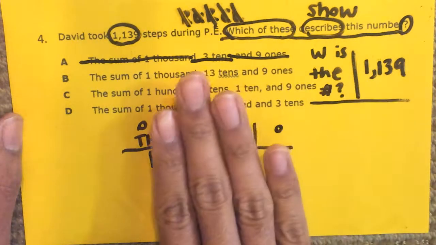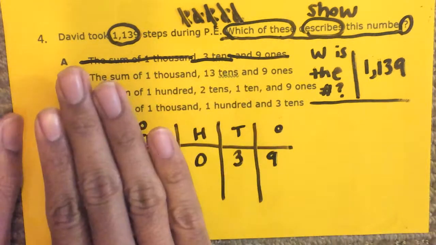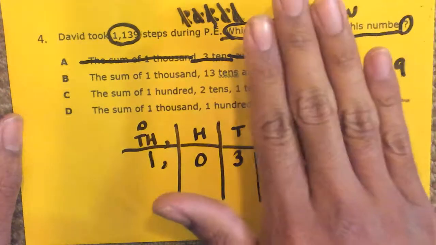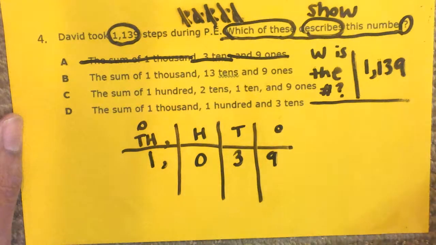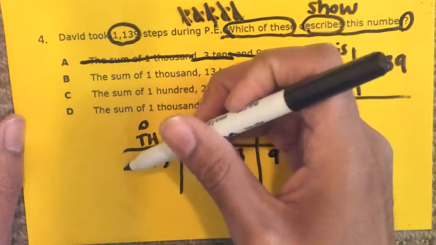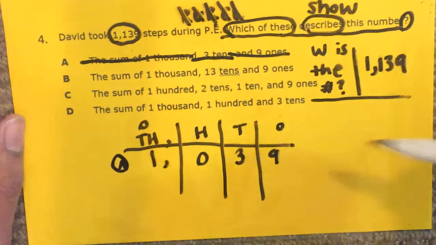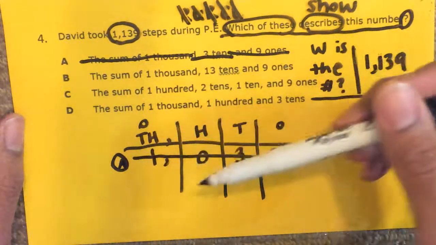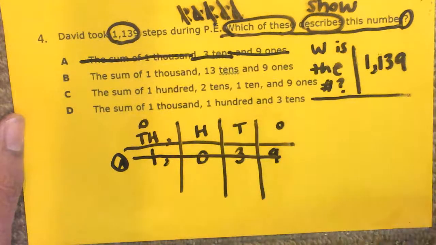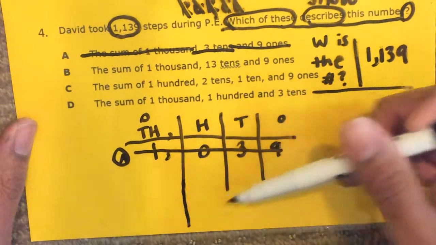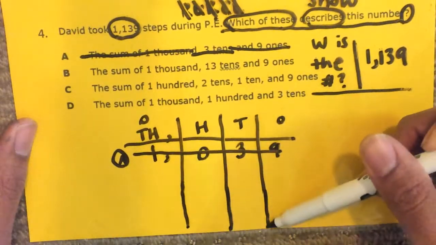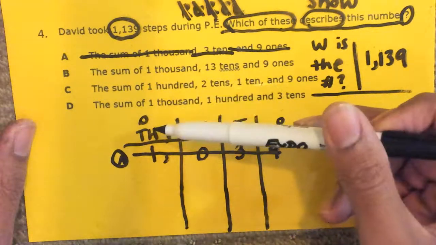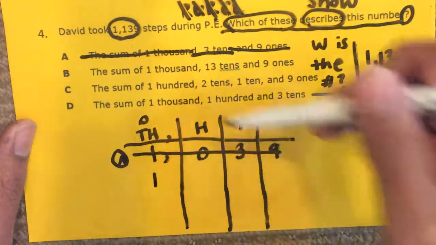Cross it off. Since there were no hundreds, I'm going to write a 0. My number is 1,039. Does that match with 1,139? No, it doesn't. That was for answer choice A, and it was incorrect, so I'm just going to mark this off. And now I'm going to keep using my place value chart for the next answer choice. B. The sum of 1,000. In the thousands place, I'm going to put a 1.